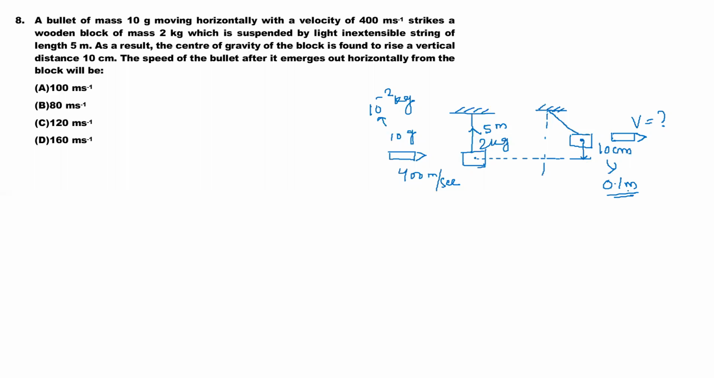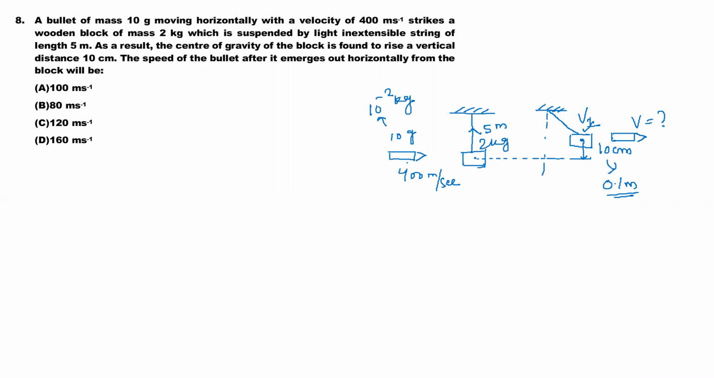Students, let's find the speed of the bullet after collision. First we have to find the speed of the block. Let the speed of the block be v1, the speed after the bullet enters. Using conservation of energy, the initial kinetic energy plus potential energy will be equal to the kinetic energy and potential energy at the final.